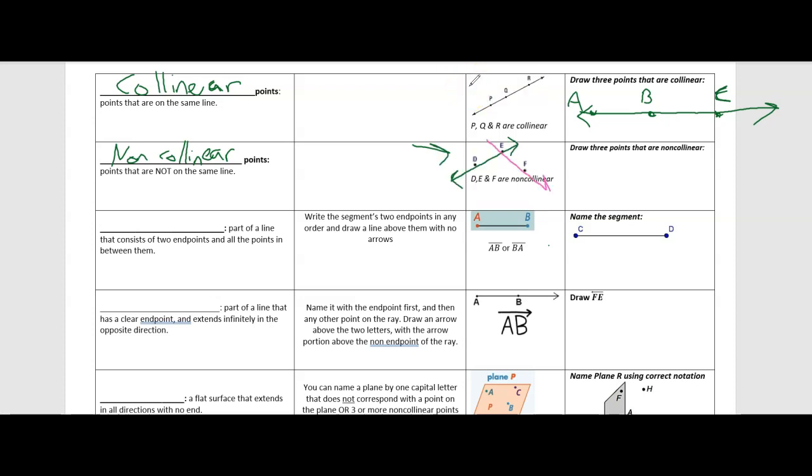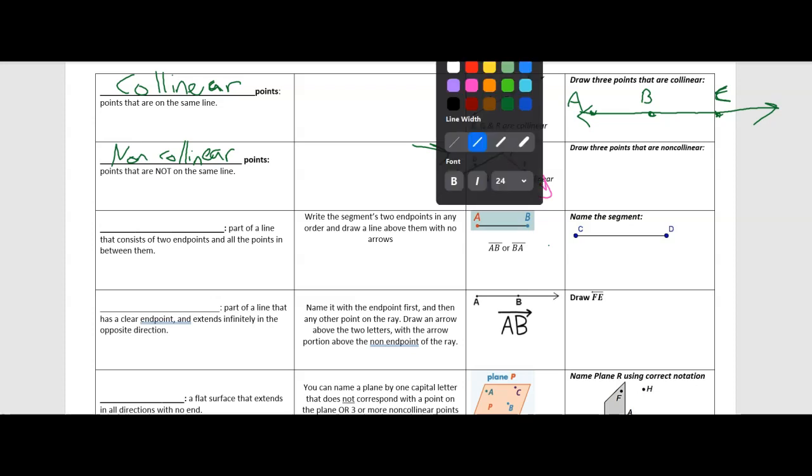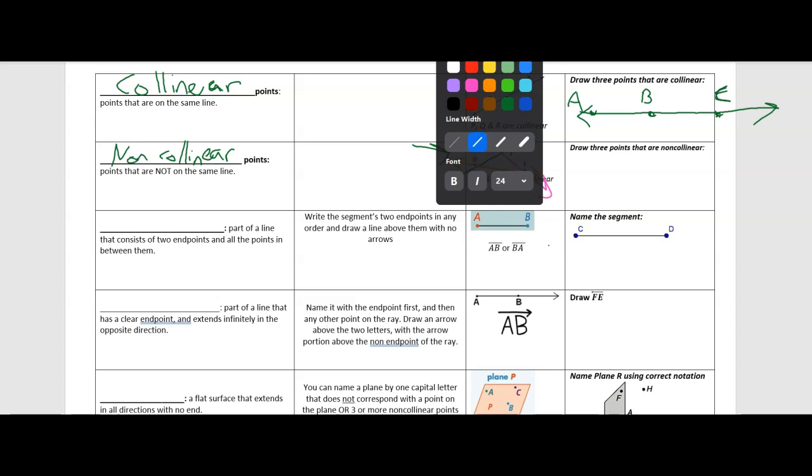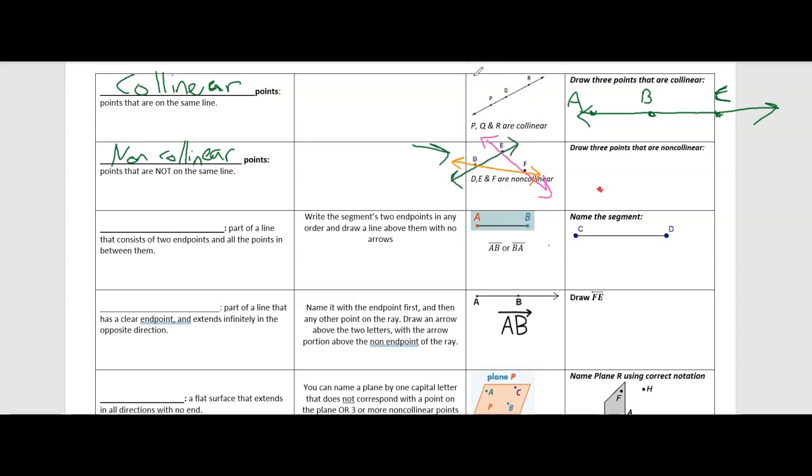Right, I can connect D and D, or F and E, or F and D. But there's no way for me to connect all of those single points with one line. So again, you could draw your own points. I'll just call these X, Y, and Z. These 3 points would be non-collinear.